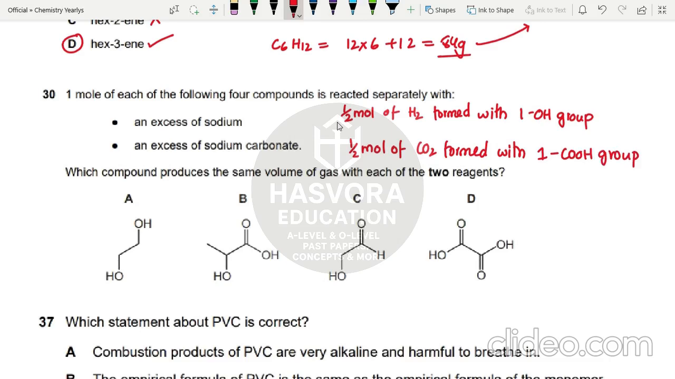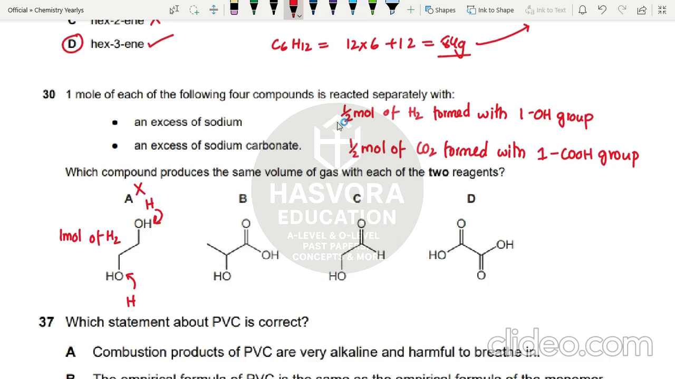So now let's have a look. Which compound produces the same volume of gas with each of the two reagents? Now the A has two hydroxyl groups. It means one H atom will be formed with this, and one H atom will be formed with this. So this will actually produce 1 mole of hydrogen. But they are telling us it will react separately with excess of sodium carbonate, while the hydroxyl group only reacts with the sodium metal. So this will be the wrong answer.